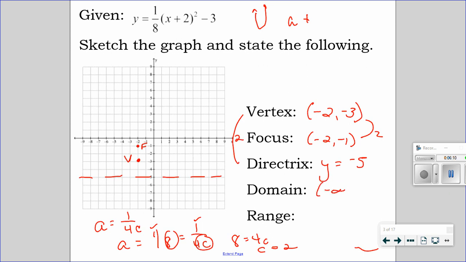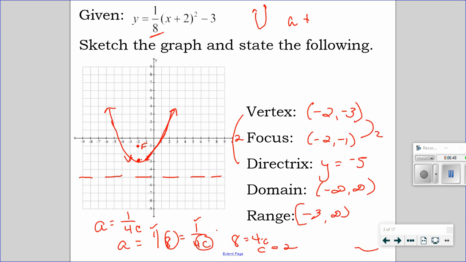The domain is going to be everything, and the range is going to start at -3 and go to infinity. So you could find some other points too to determine the width of the parabola. But kind of a little cheat is if you go over one left and right and you go up or down that a value. So if I go up an eighth, that's going to be the width of the parabola.